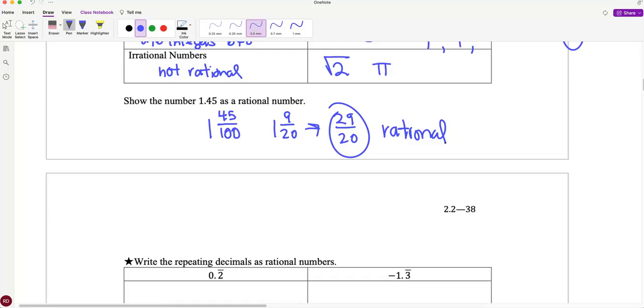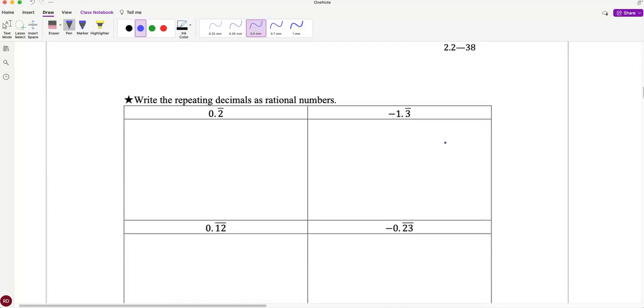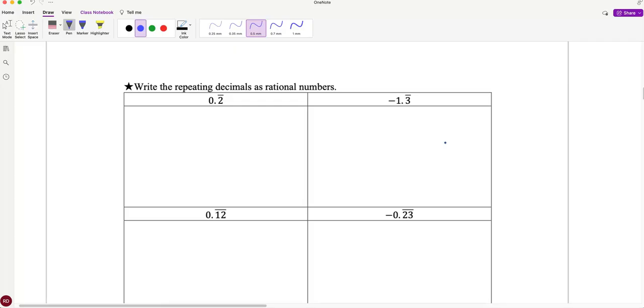Now, as long as a decimal terminates or repeats, it can be written as a rational number, okay? Now, you may not have done this before, but how can I show you that 0.2 repeat is a rational number, okay? So here's where we have to do something a little bit algebraic, okay? So I'm gonna write x equals 0.2 repeat.